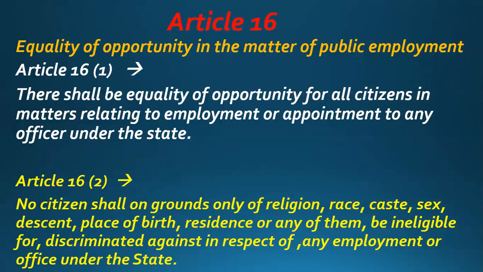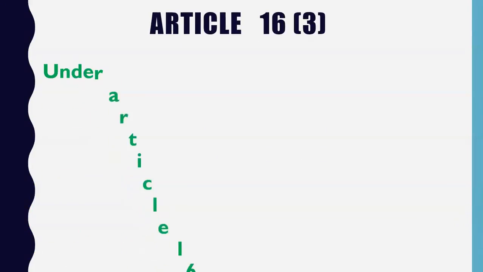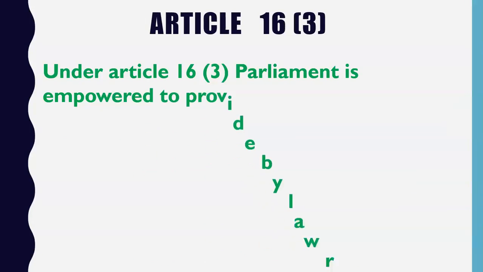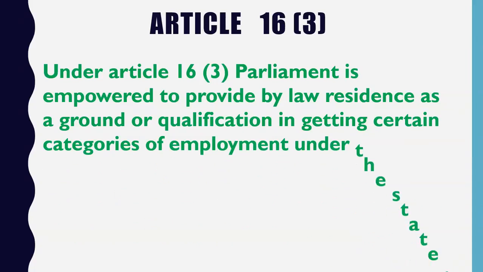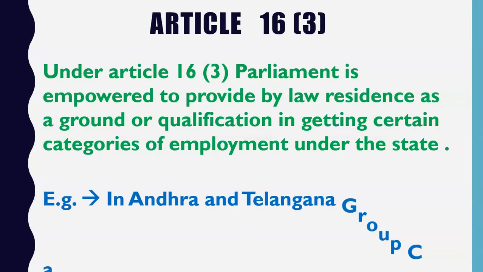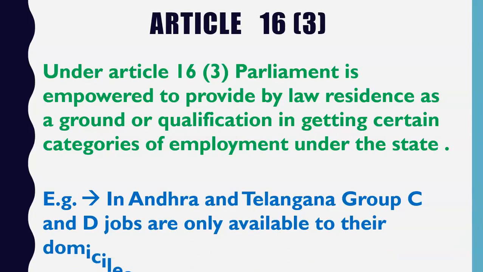Now friends, there are many exceptions to these two clauses of Article 16. So now let's go further. What does Article 16 Clause 3 say? According to Article 16 Clause 3, Parliament is empowered to provide by law residence as a ground or qualification in getting certain categories of employment under the state.